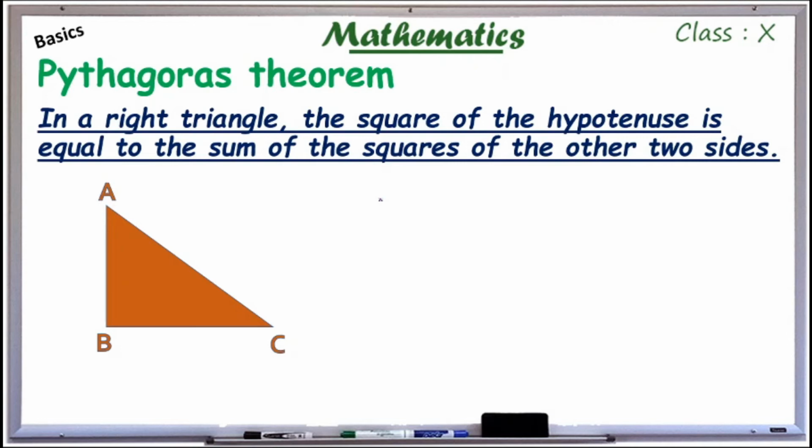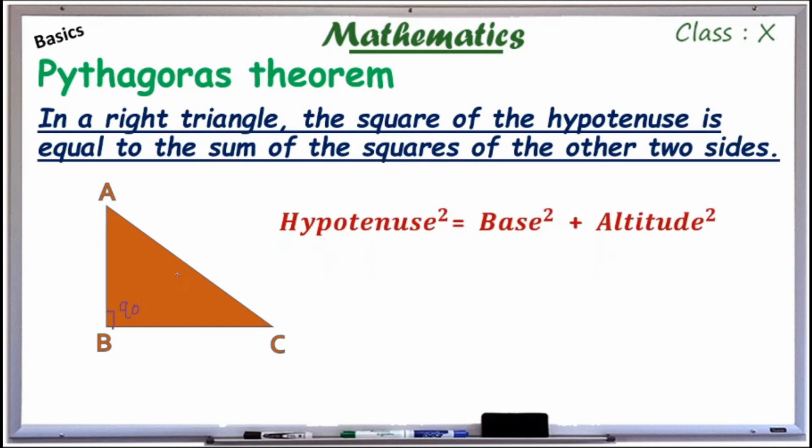This Pythagoras theorem you have already learned in your previous classes. In a right triangle, which means one angle is 90 degrees, the square of the hypotenuse is equal to the sum of the squares of the other two sides. Here this is the hypotenuse. Hypotenuse square will be equal to base square plus altitude square.